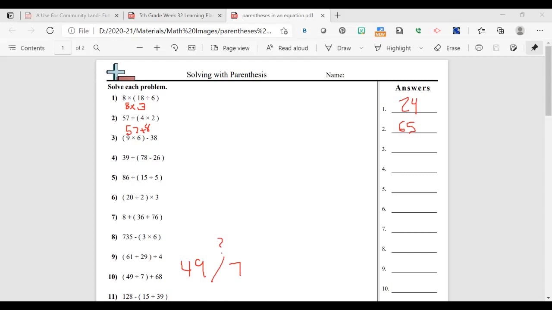The other option is if you're at home with the paper and you don't want to put it in the Google form, you make sure you put your name, take a picture or scan it, and then send it to me via text or email.